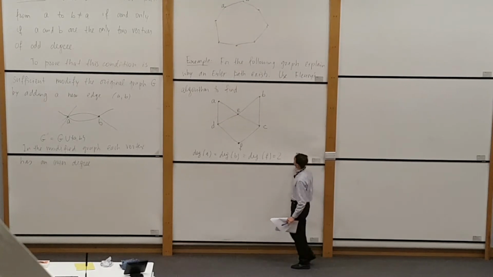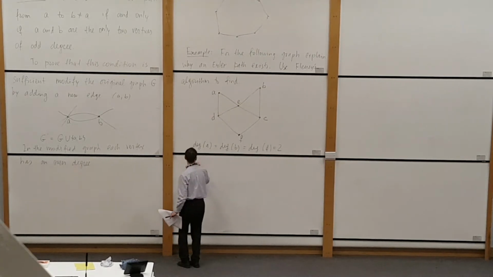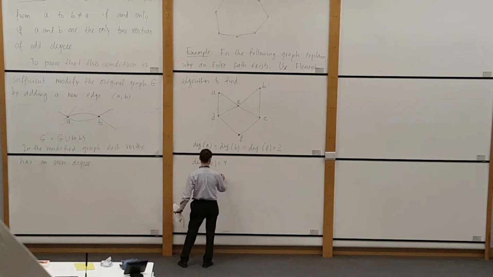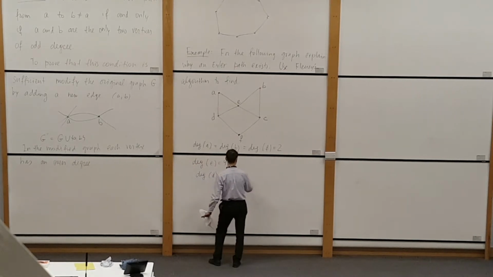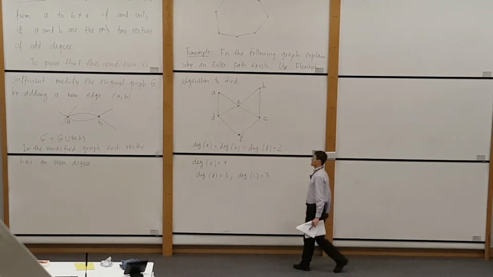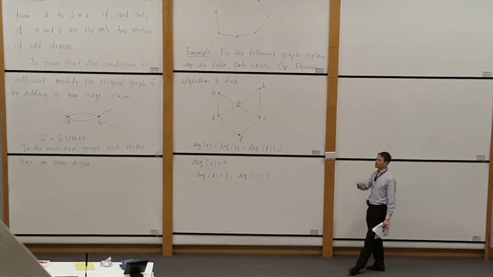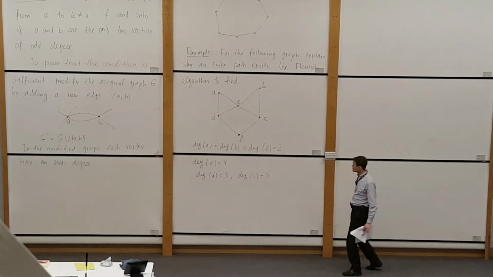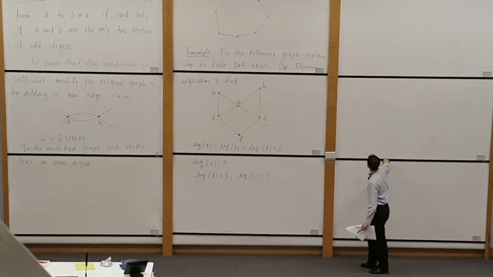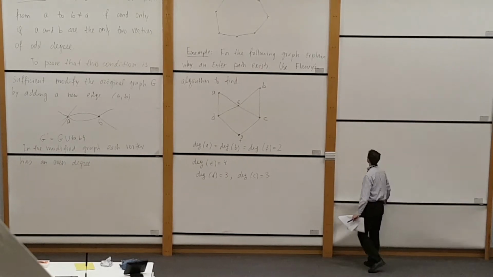Even number. The degree of E is 4, another even number. The degree of D is equal to 3, and the degree of C is equal to 3. So we have only 2 vertices of odd degrees, D and C. So that qualifies the conditions of the theorem.